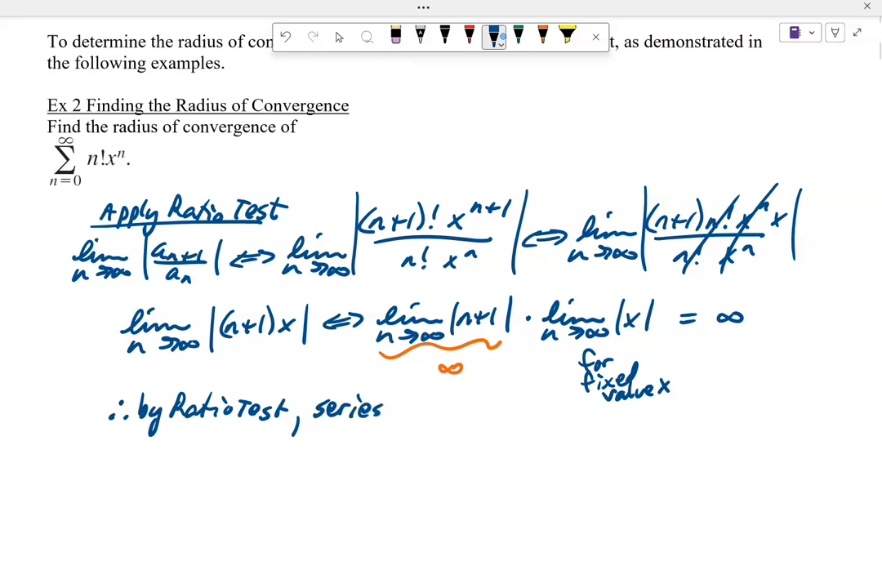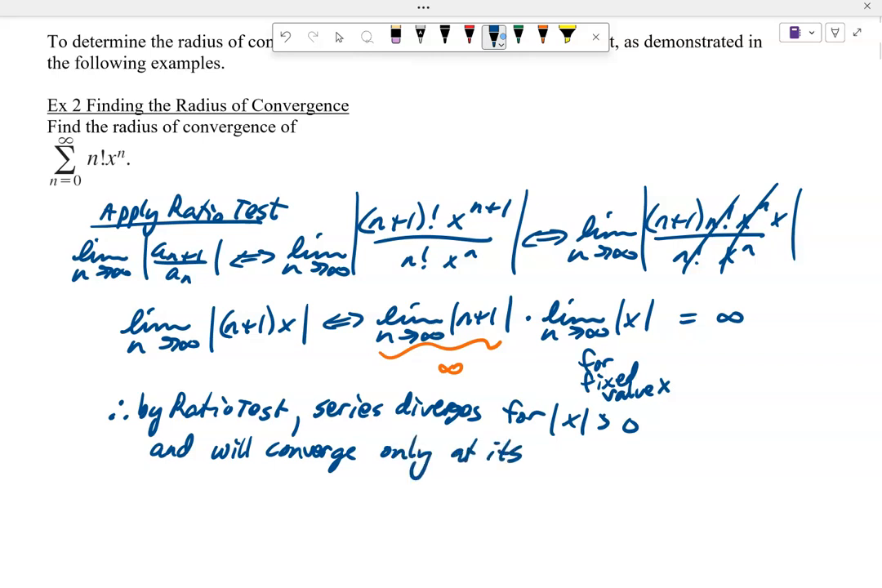this series diverges for any x value, and will converge only at its center. The center, x minus 0 to the n, right? The center is at 0. Only at its center, x being 0, right?